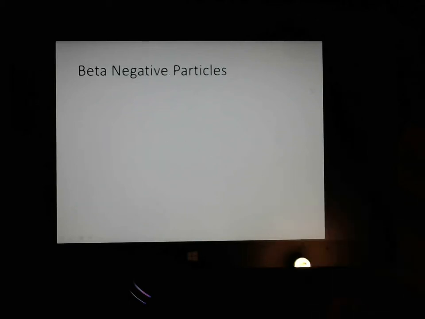Let's move on to beta-negative particles. Now, beta-negative particles is what the simulation calls beta particles, because we're going to see that beta-negative and beta-positive have a lot of very similar properties.